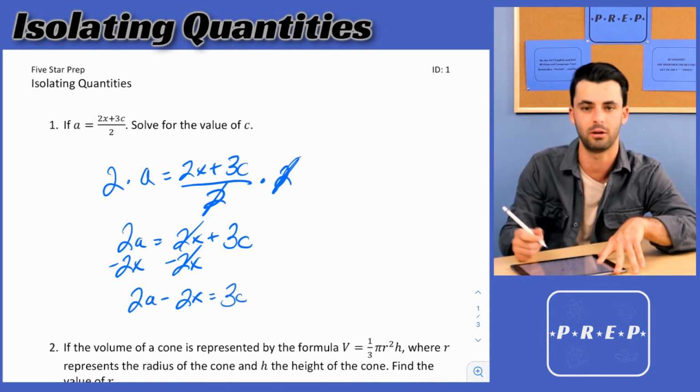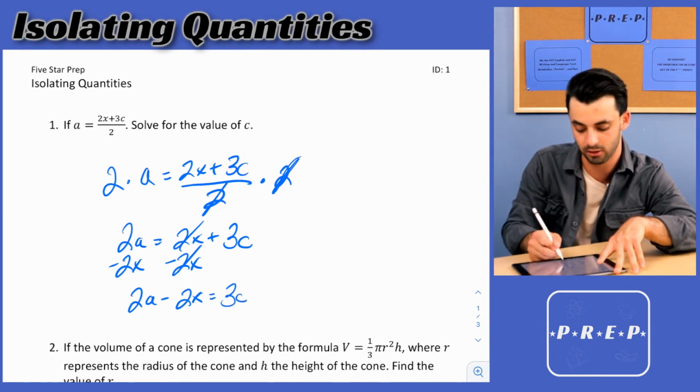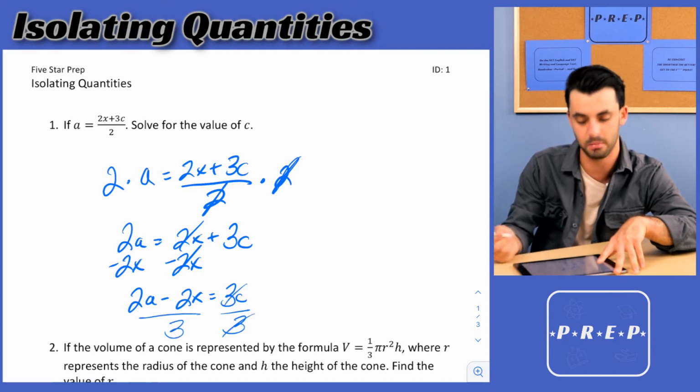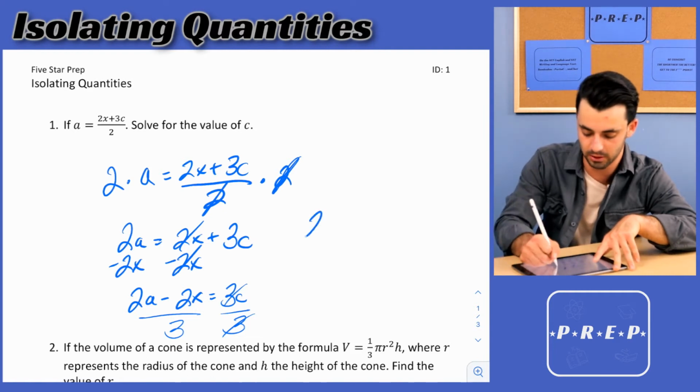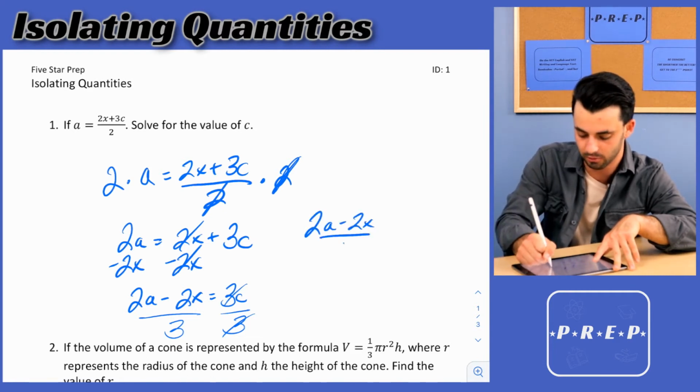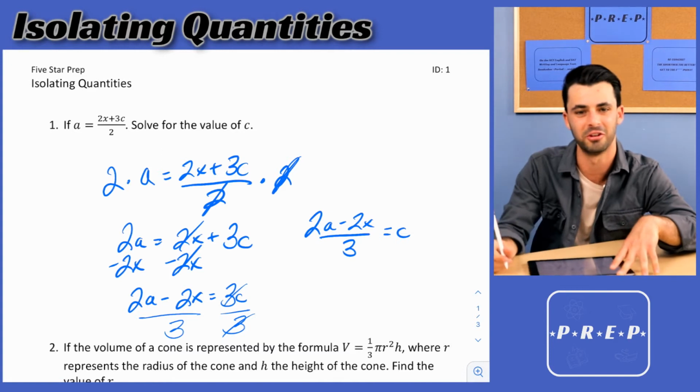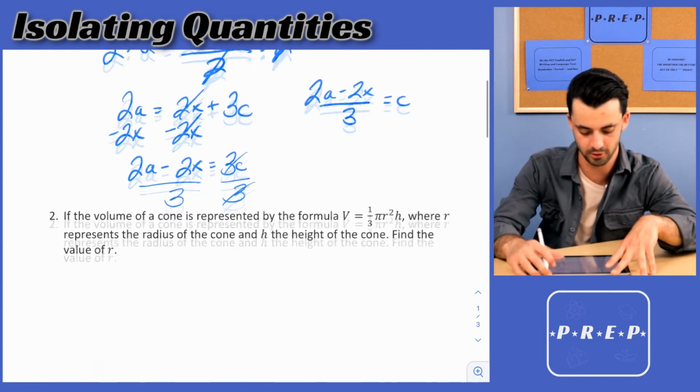And our final step here is dividing by 3 on the left and the right. When I do that, I'm left with c on the right-hand side and 2a minus 2x over 3 on the left. So the final answer here ends up being 2a minus 2x over 3 equals c, and you should be good to go. Question 2.